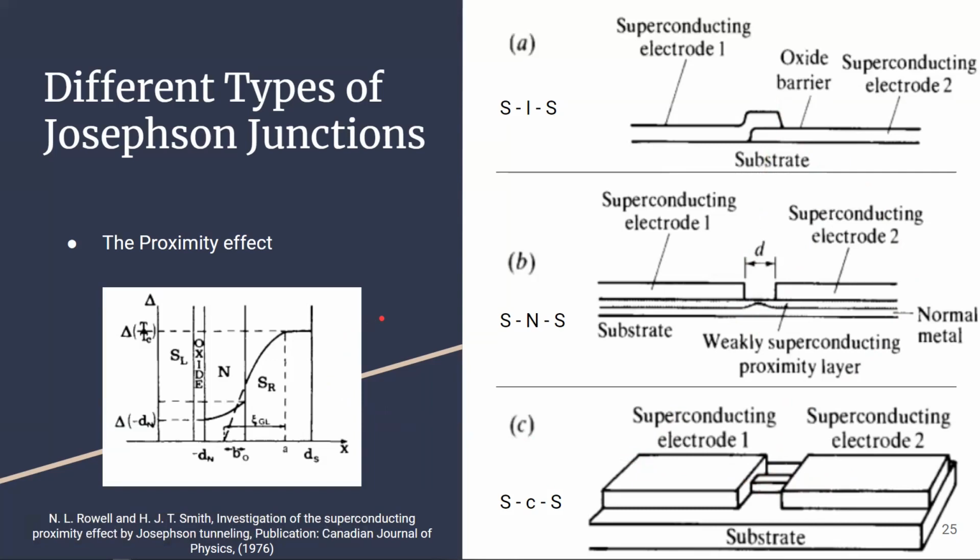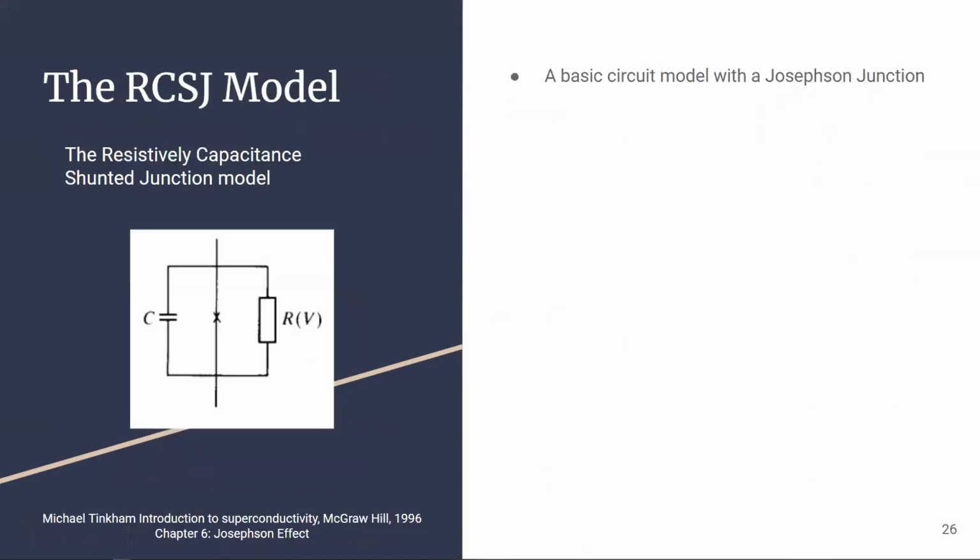So we can decide how thick we should make our separation depending on the proximity effect of our modeling. So for example, if you have an insulating barrier, it should be at around 30 angstroms. But for normal metal, it could be on the order of a few microns, for example.